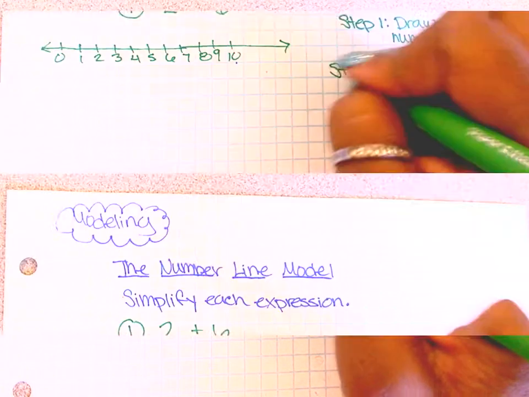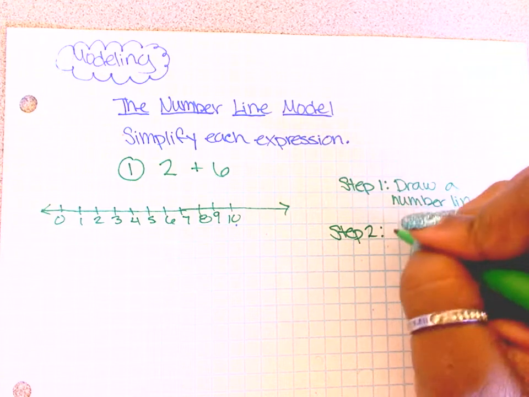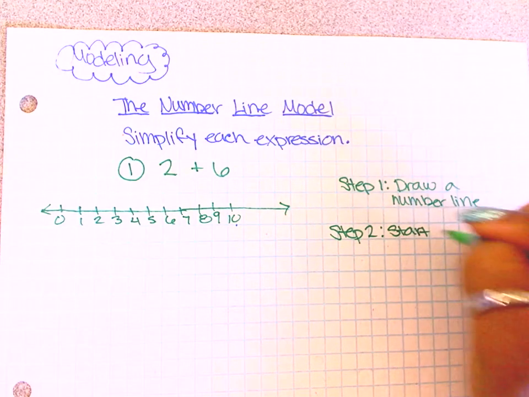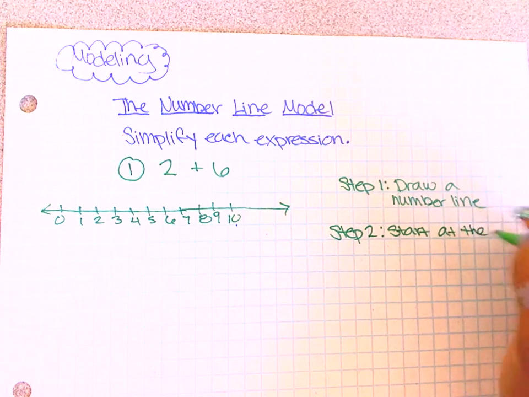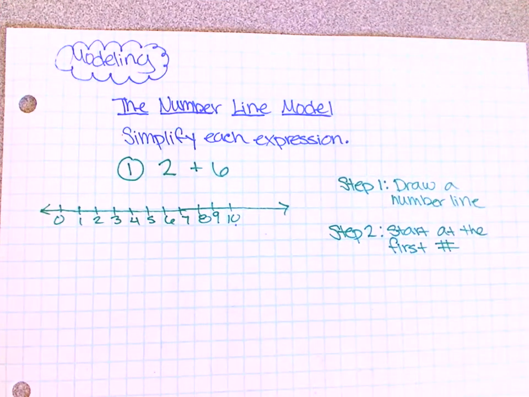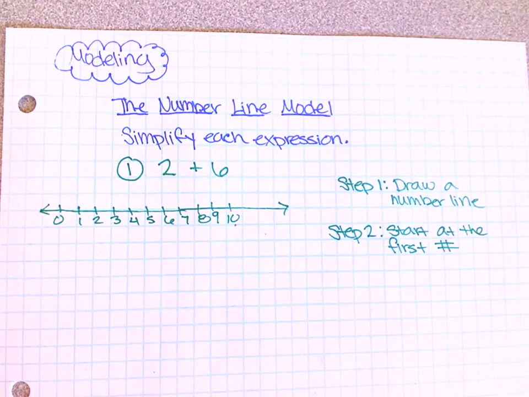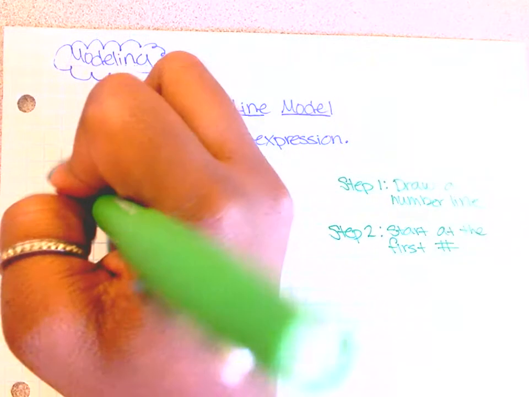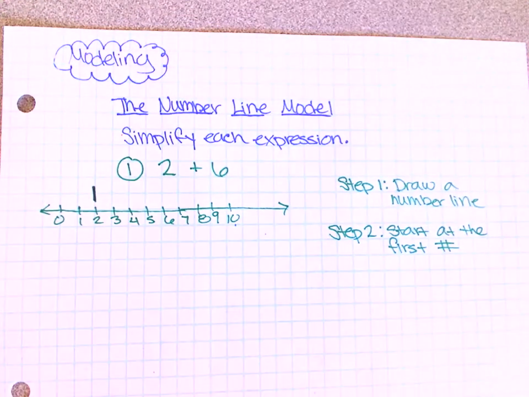Step 2. You would start or begin at the first number in your problem. Start at the first number. So I'd say, okay, the first number is 2. So I'm going to draw a line here at 2. I know this is simple, I'm killing it, but we have to do it. So it's a method.